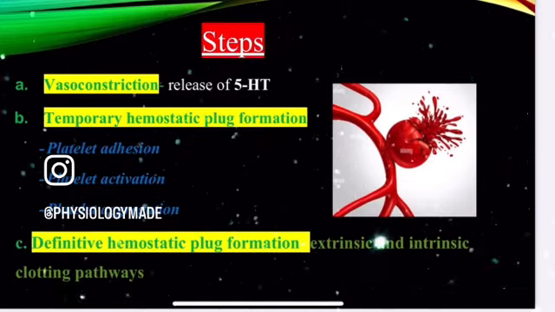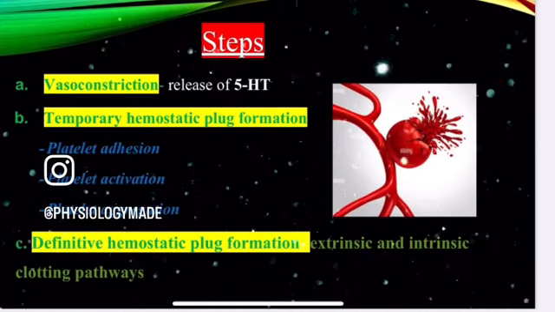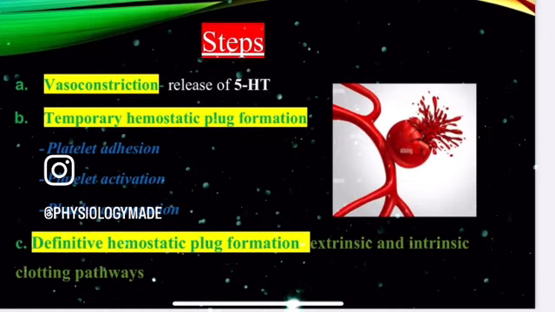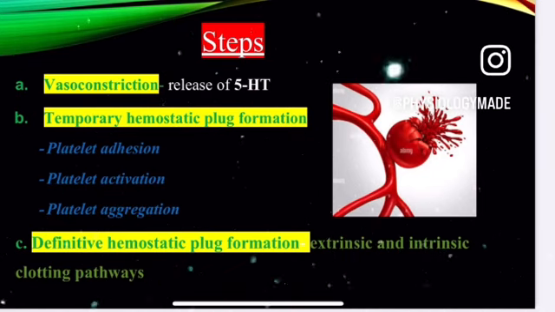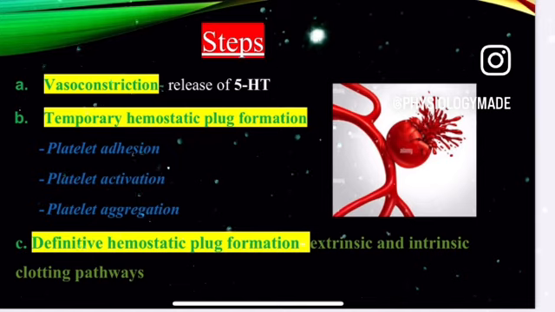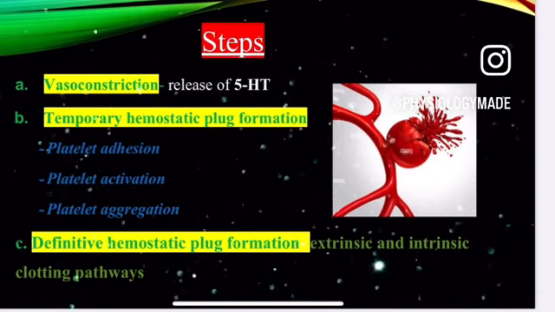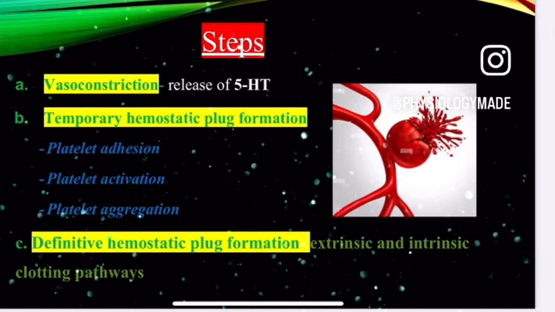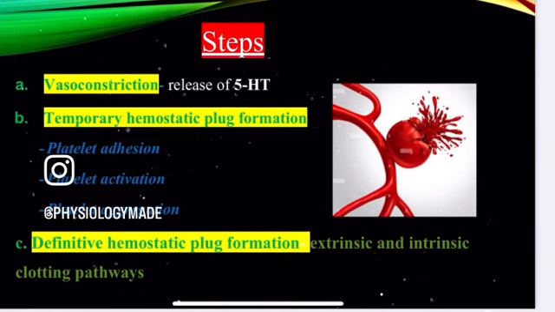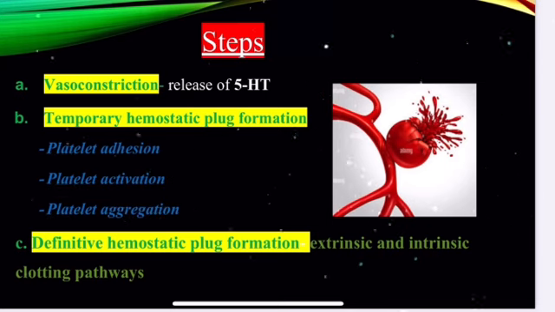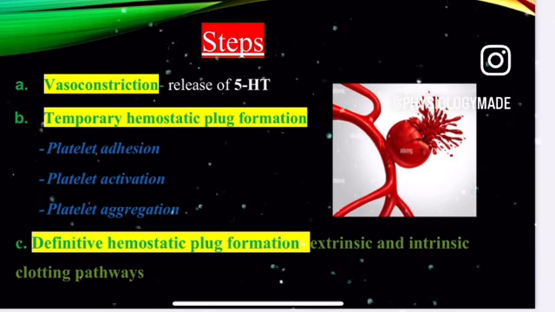First is vasoconstriction. Another name is vascular spasm. So, whenever there is any injury or cut to a blood vessel, it leads to the constriction of that blood vessel, resulting in decrease in the blood flow. Now, it occurs because of release of vasoconstrictor substance 5-hydroxytryptamine from the traumatized tissues and the platelets.